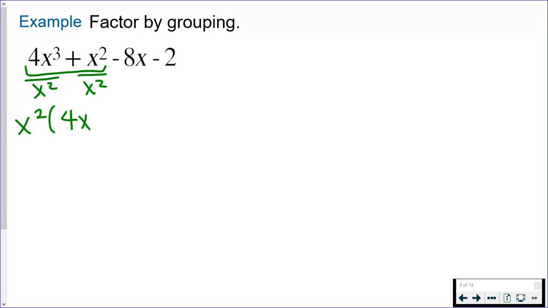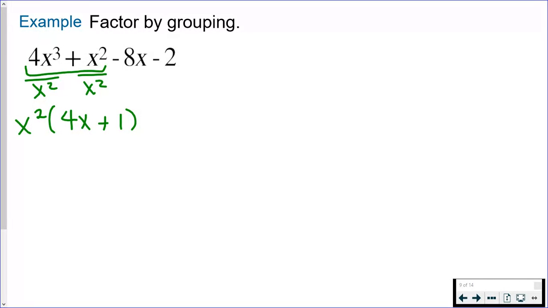So when you divide an x squared out of 4x cubed, we still have the 4, and now I only have one of the x's remaining. Now for that second term, it doesn't just disappear. Remember, when you divide something by itself, it equals 1, so I'm going to write plus 1 after the 4x.